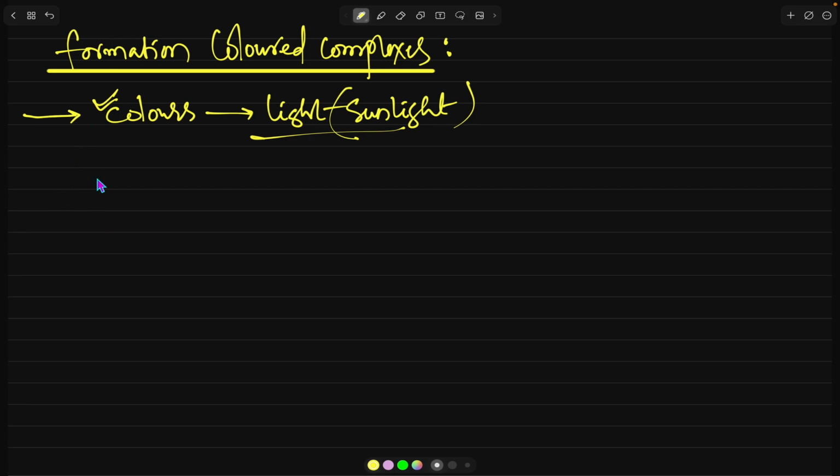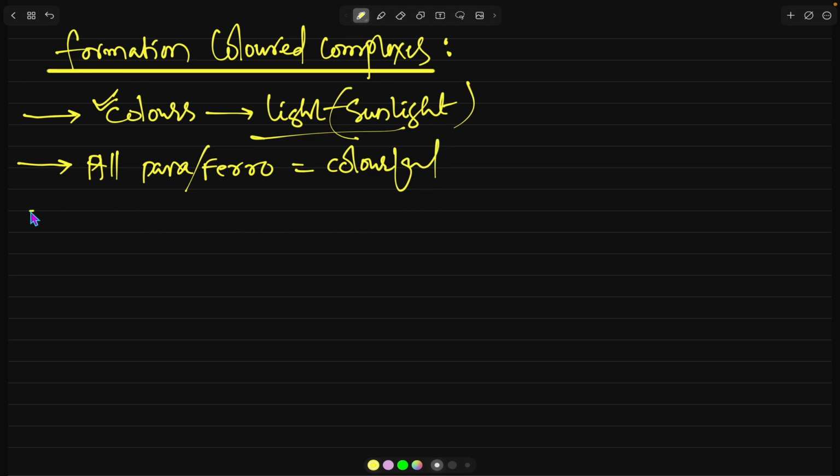So here we have got d orbitals. So formation of colored complexes are by all paramagnetic substances. All paramagnetic or ferromagnetic substances are colorful, and all diamagnetic substances are colorless. They are colorless. Now we can relate it to our electronic configuration.